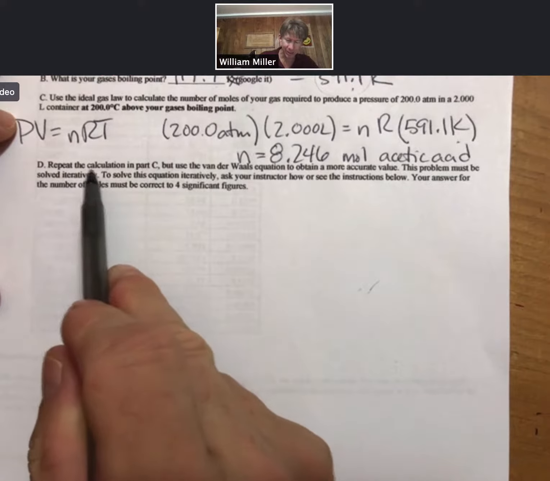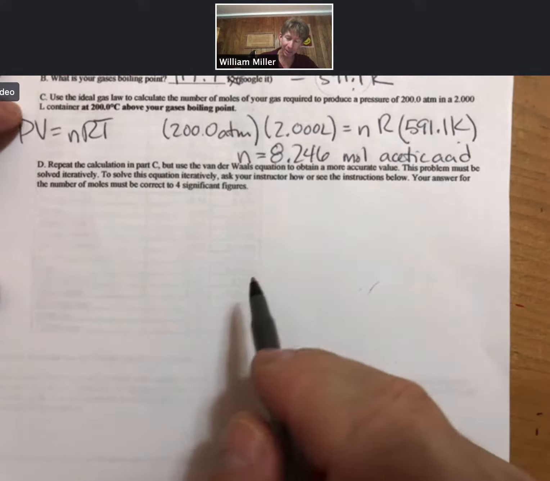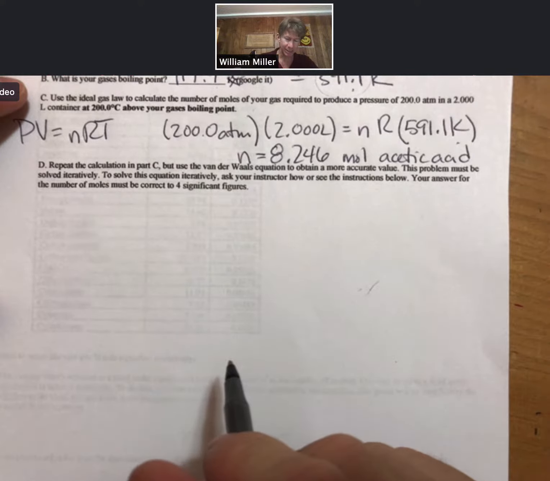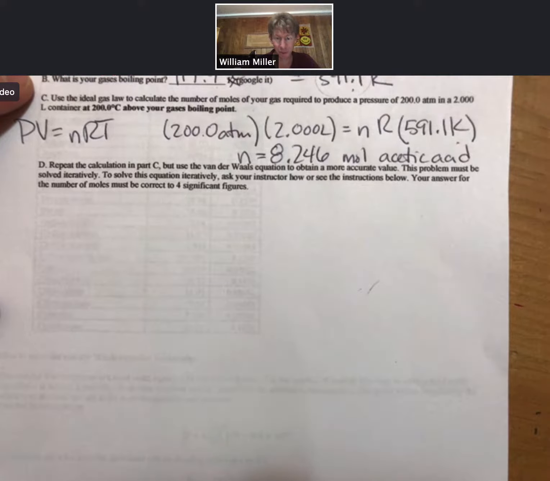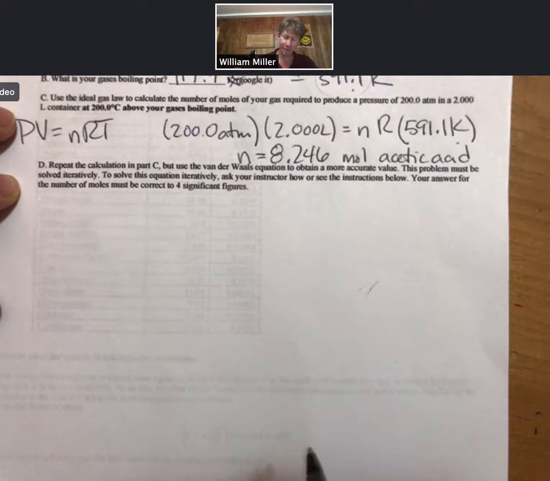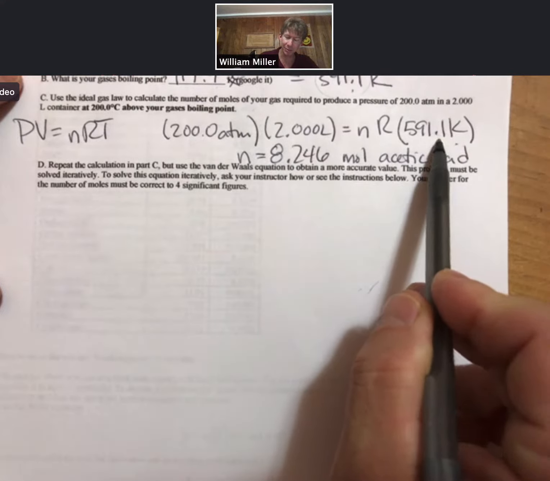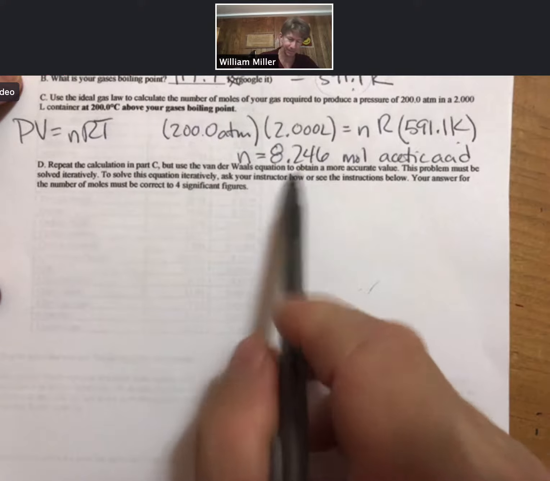D says, repeat the calculation part C, but use the van der Waals equation to obtain a more accurate value. The problem must be solved iteratively. To solve this equation iteratively, ask your instructor how, or see the instructions below. Well, your instructor is going to do it for you as a demonstration. Your answer for the number of moles must be correct to 4 significant figures. That's why I've given you everything with 4 significant figures, and I've solved for N with 4 significant figures.